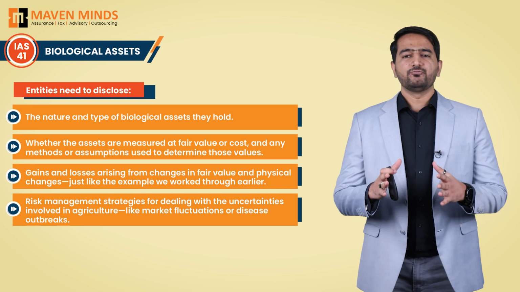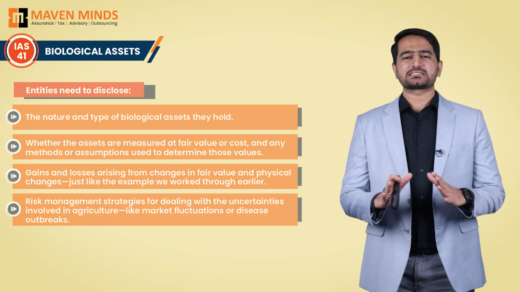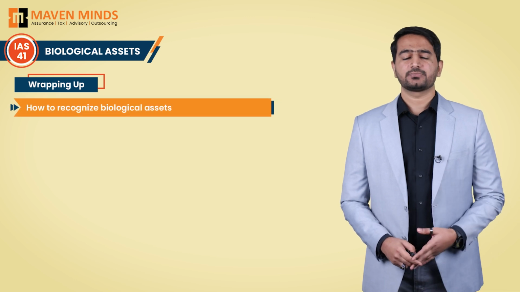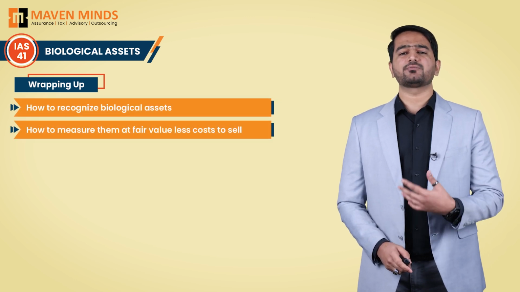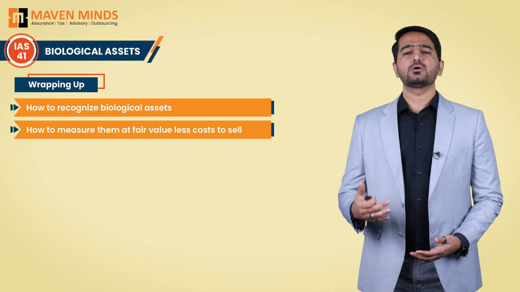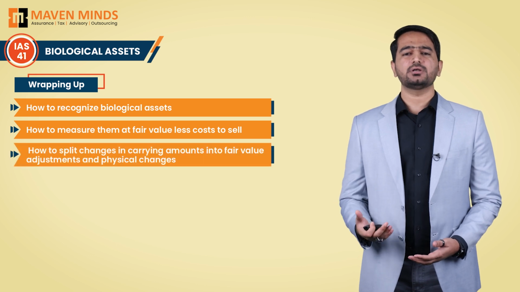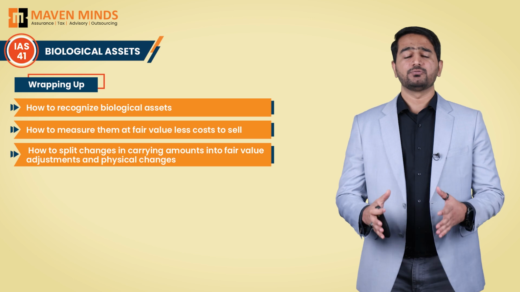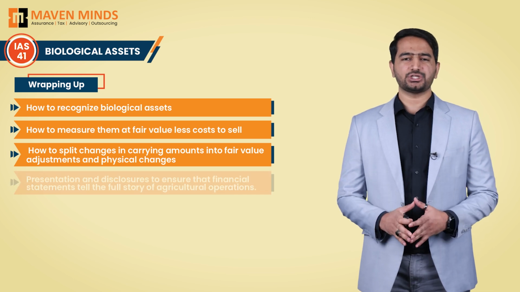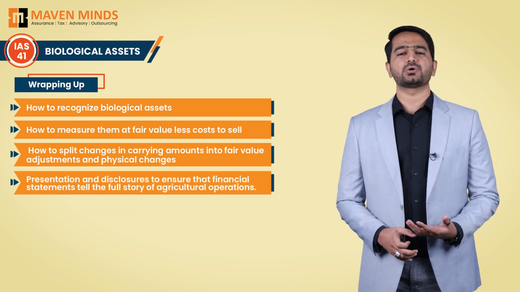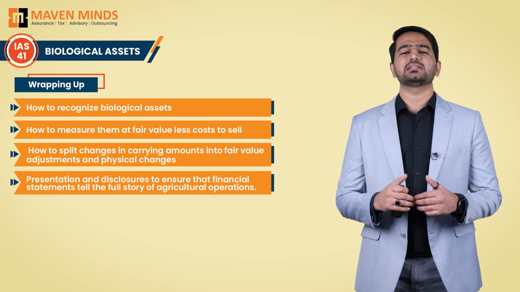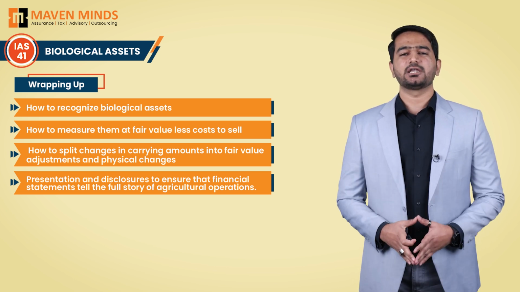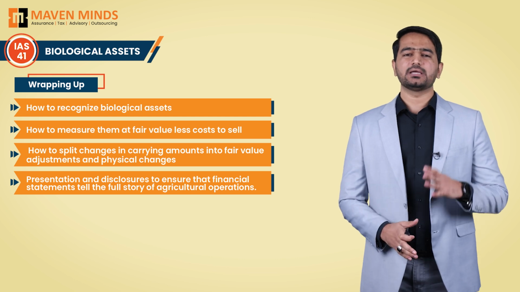So my friend, we have covered quite a lot in this lecture. We looked at how to recognize biological assets, how to measure them at fair value less cost to sell, and how to split changes in carrying amount into fair value adjustments and the physical changes. We also talked about the presentation and disclosure to ensure that financial statements tell the full story of the agriculture operation. This is the end of this video, and I will see you in the next one.